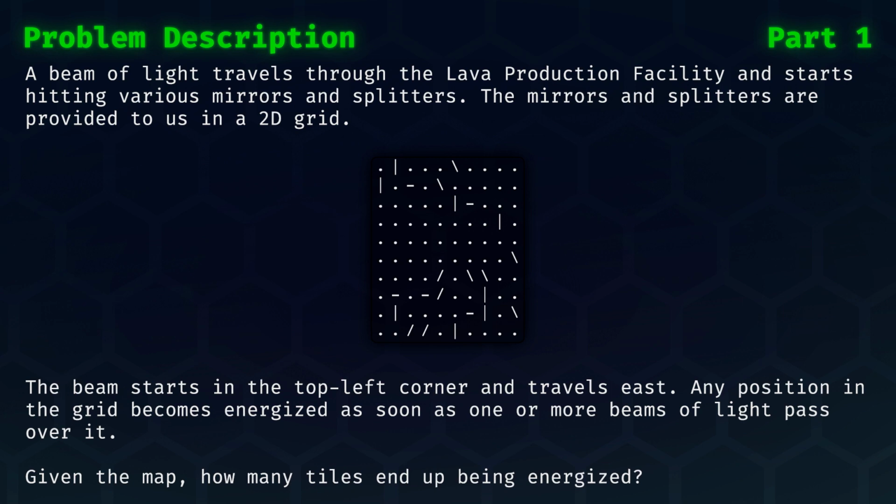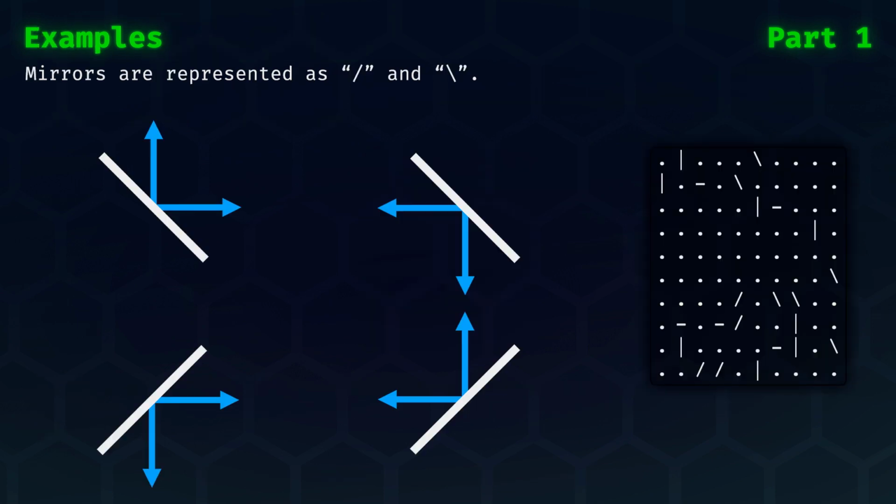Given the map, we can determine how the beam bounces and splits. How many tiles end up being energized? Here is an example of the behavior of the mirrors. They are represented as forward and backward slashes, and hitting them from either side causes the light to bend 90 degrees as shown in these diagrams.